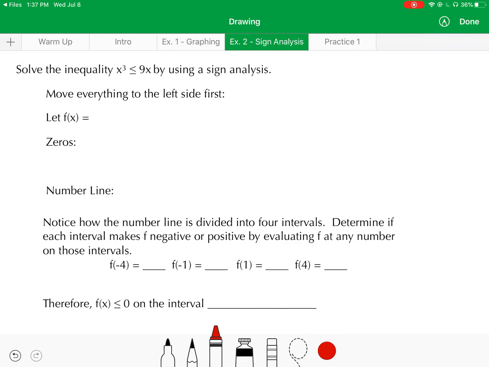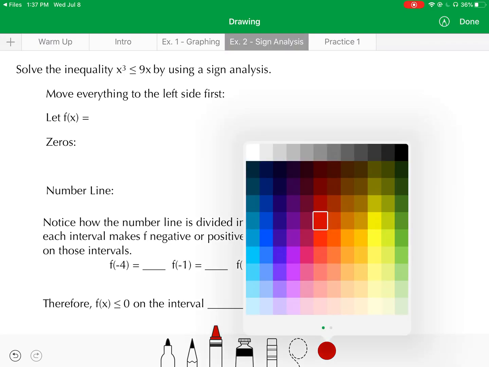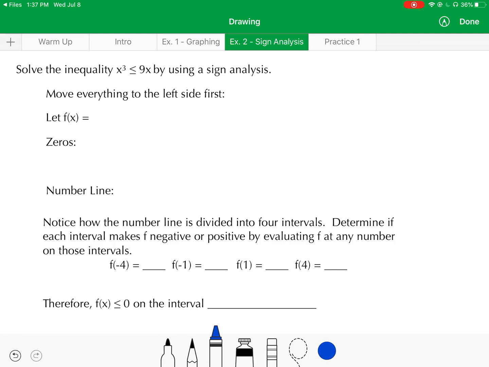And this is kind of the method I prefer because I think it's a little bit quicker. And recall we used a sign analysis to solve quadratic inequalities last unit, so hopefully this will go pretty smoothly for you, okay? So now we're solving the inequality x cubed is less than or equal to 9x using the sign analysis. So just like the previous problem, I'm still going to move everything to one side.